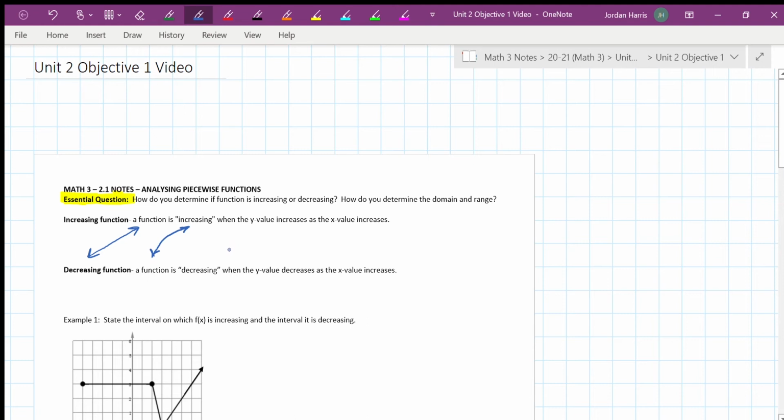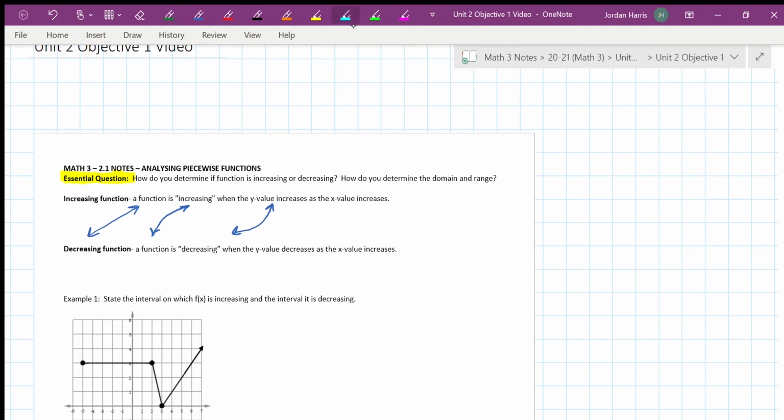And you can have kind of peakier curves, like so. As you're moving left to right, you're going up. So as long as you're going up, that is an increasing function. Okay. Then, I guess I'll highlight that. That's a keyword there. Next keyword is a decreasing function.